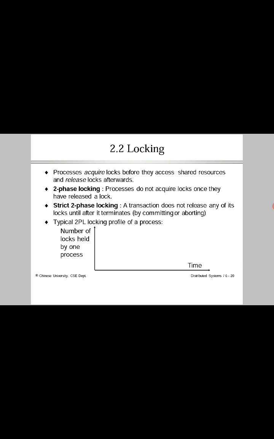So we may continue with locking also. Processes acquire locks before they access shared resources and release locks afterwards. And two-phase locking: processes do not acquire locks once they have released a lock. Strict two-phase locking means a transaction does not release any of its locks until after it has terminated. A typical 2PL, two-phase locking, profile of a process shows the number of locks held by the process over time.